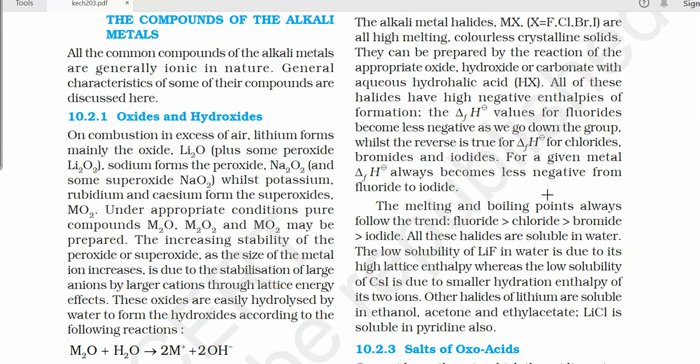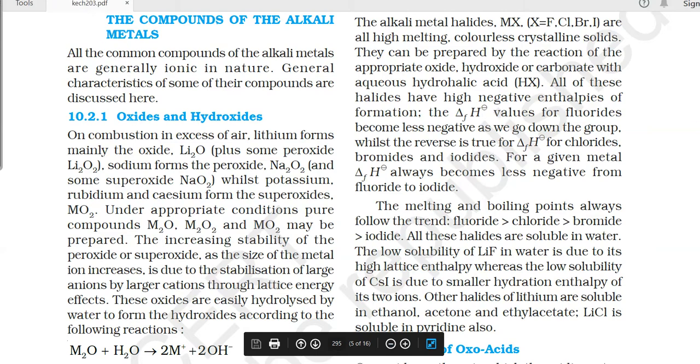All the halides formed for the alkali metals are soluble in water. The low solubility of LiF in water is due to its high lattice enthalpy, whereas the low solubility of CsI, that is cesium iodide, is due to the smaller hydration enthalpy of the two ions. Other halides of lithium are soluble in ethanol, acetone, and ethyl acetate. LiCl is soluble in pyridine also. So here we see the different trends for the solubility of the alkali metal halides.